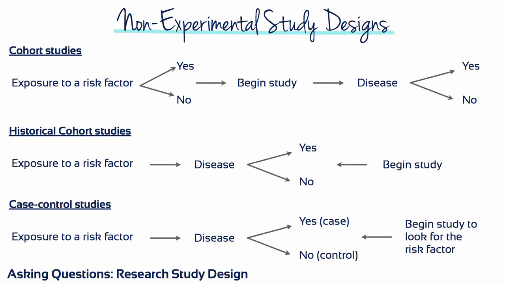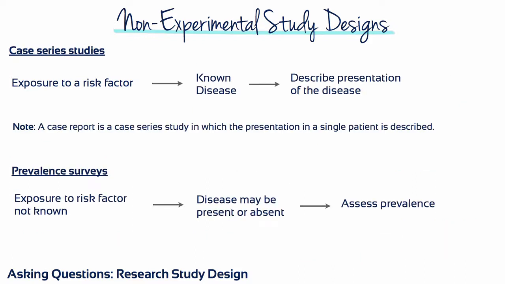In a case control study, exposure to the risk factor is not known, but the disease status is. The researcher then looks back to examine the proportion of people with the disease who were exposed to the risk factor and the proportion of those without the disease who were exposed. This is also a retrospective study. Case series studies are used to describe the presentation of a disease. A case report is a special kind of case series study in which the presentation is of a single patient.